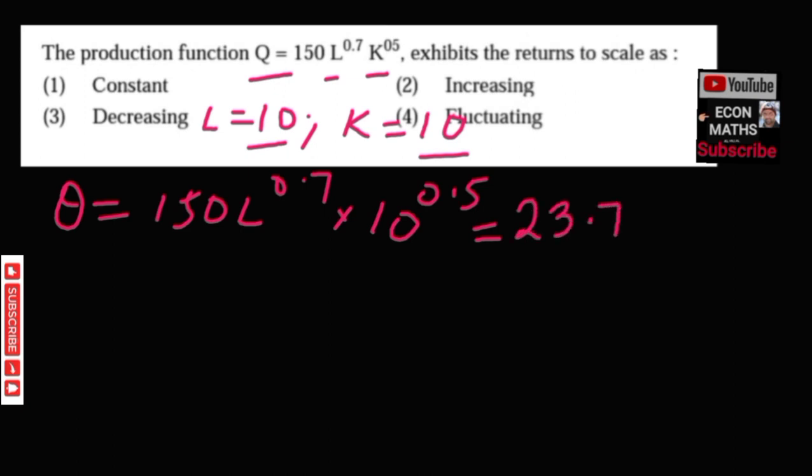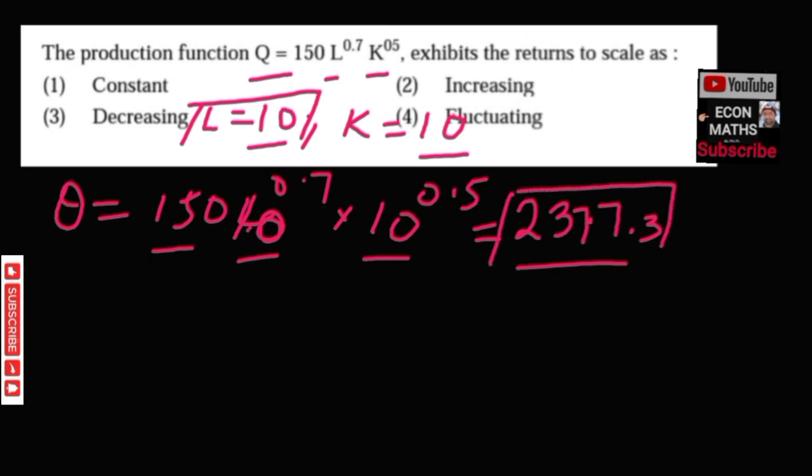When solving this on the calculator, we get Q is equal to 2377.3. In place of L we have 10, that is because we have assumed L is equal to 10. So when labor was 10, capital was 10, and other things were same, our output was 2377.3 units. Okay, let us double the labor and capital.